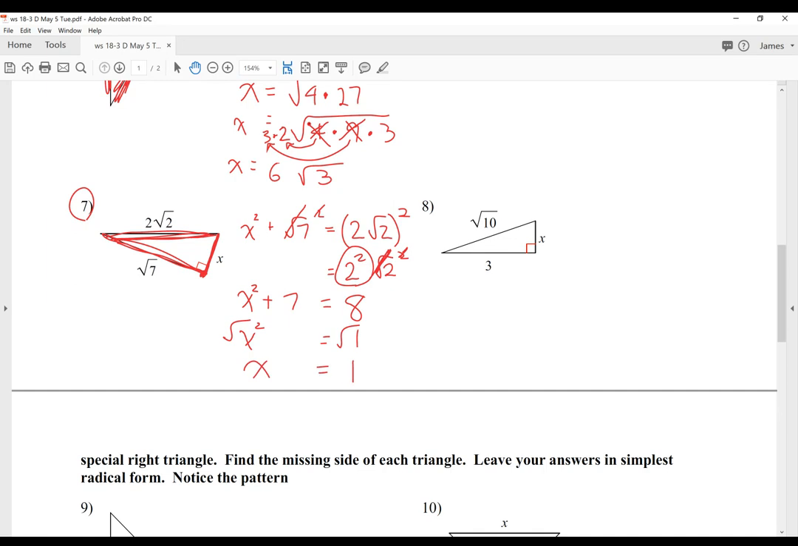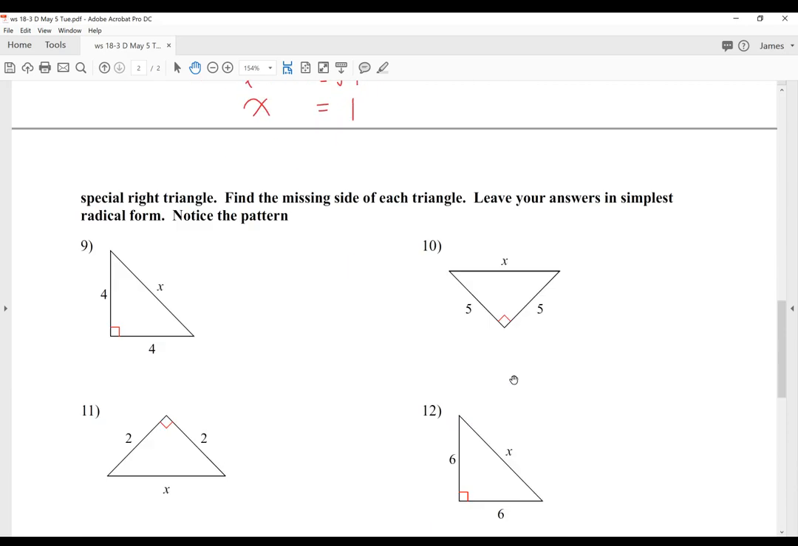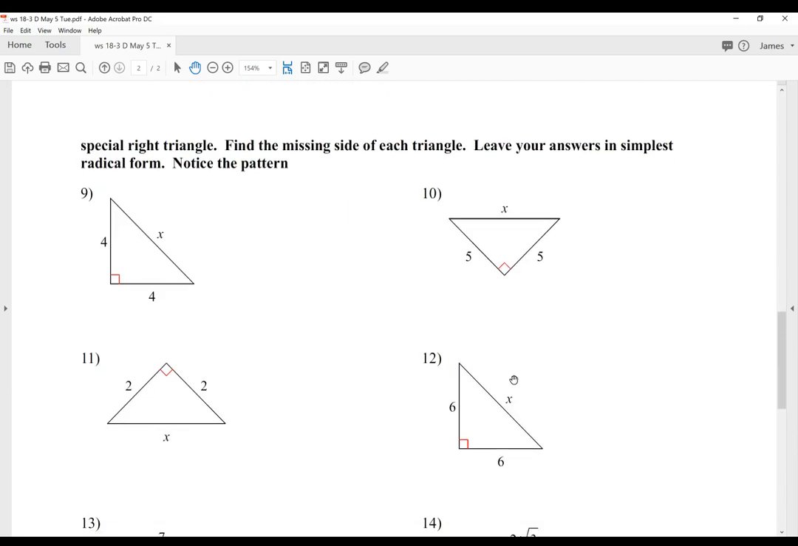If you get square root of a negative number, you know something's wrong. So that's kind of important. So 2 square root of 2, when you square it, they both get the square. The first 2 gets the 2 square, and then square root of 2 gets the square. Okay. Now, backside, special right triangles, find the missing side of each triangle.